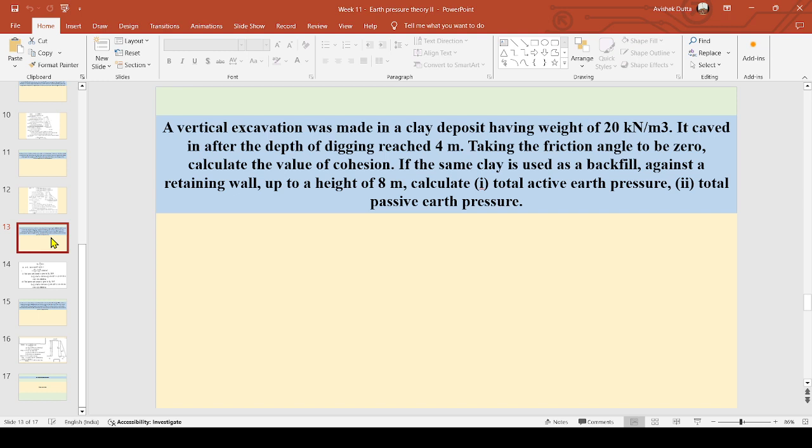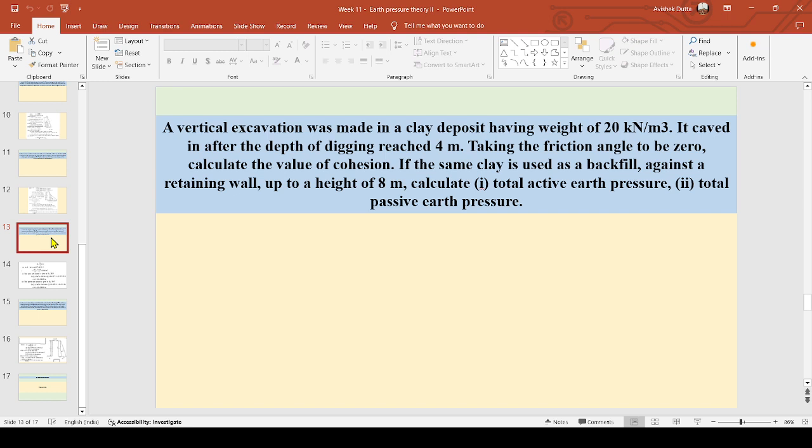Considering that everything is normal, like the backfill is horizontal and level with the wall, as per Rankine's earth pressure theory. In location B you have to find out the active earth pressure and the passive earth pressure. The only thing you need to use is the cohesion value which you will obtain from the first situation, the same way you have done in the last class. In the previous class also there was a sum like this, no? To find out the cohesion.